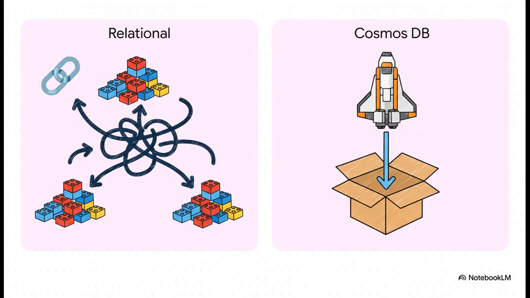A traditional relational database? It's kind of like a giant Lego set where every single entity, your users, your products, your orders, they're all in separate little plastic bags. To build anything useful, you have to perform these complex join operations just to bring all the pieces together. A Cosmos DB document, on the other hand, well, that's like getting the fully assembled model right there in the box. Everything you need for a specific task is there, ready to go in a single blazing fast read operation.